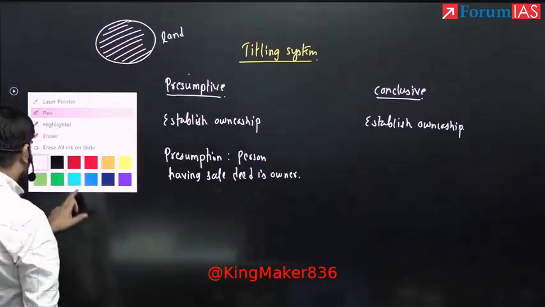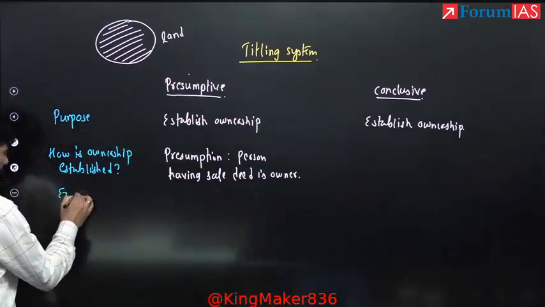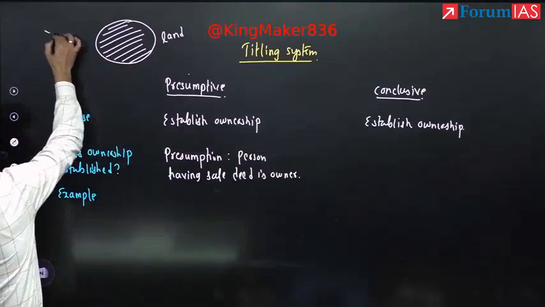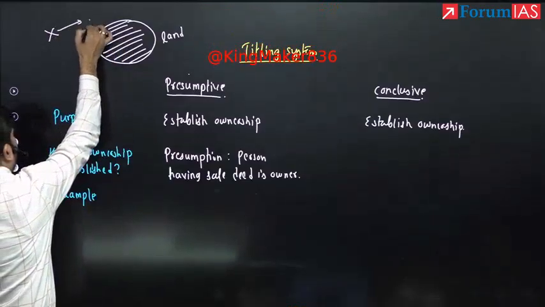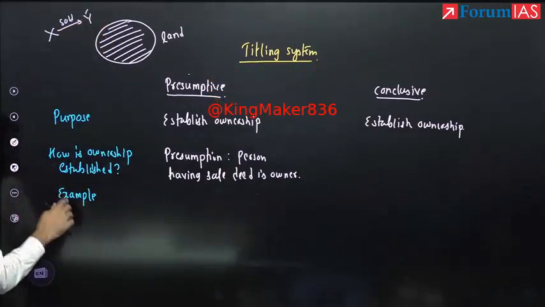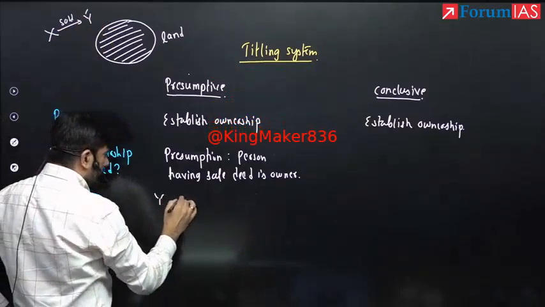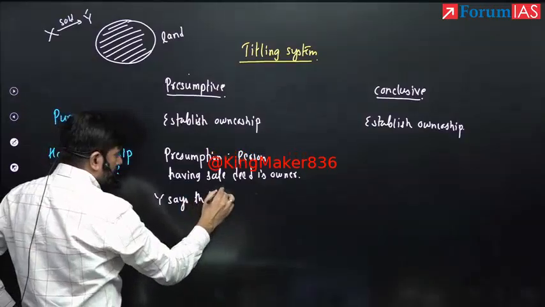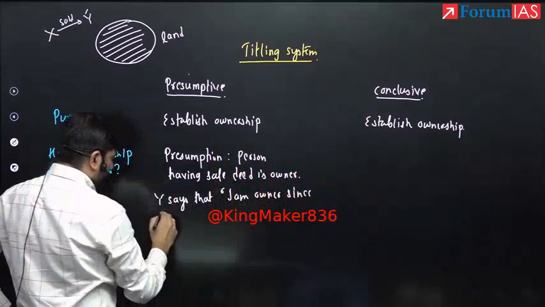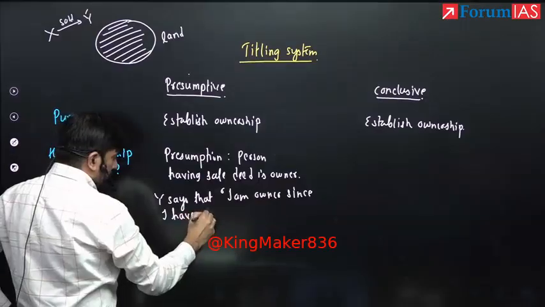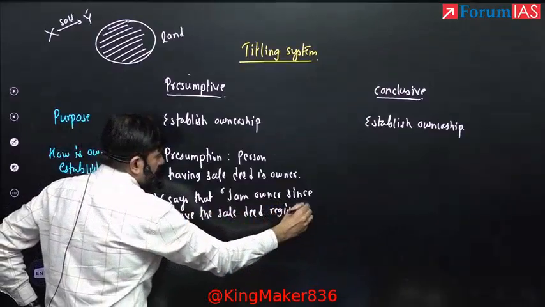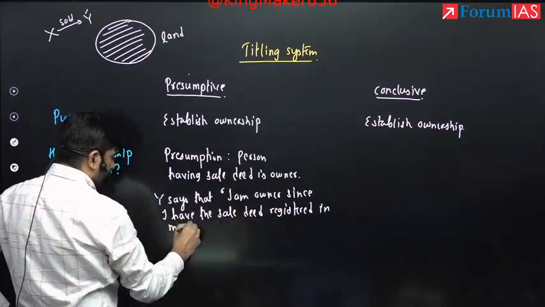For example, let's say this property was owned by person X and then sold to person Y. Here Y says, I am the owner since I have the sale deed registered in my name.